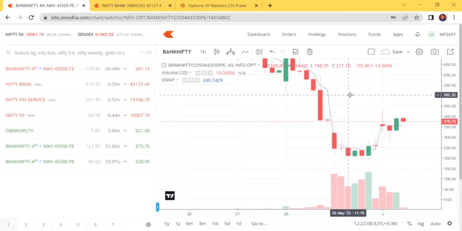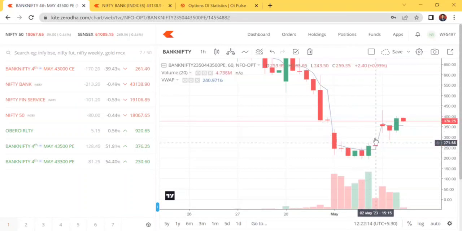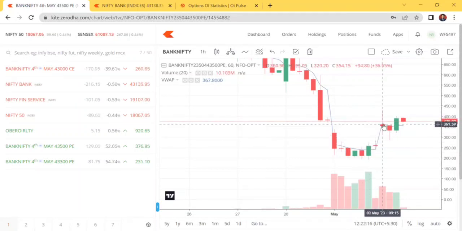When it opened gap down, I said if it opens big gap down, I am not interested in chasing this trade because most of my targets would have been met with the gap down. And if you see, my two targets were met with the gap down. The third target, which is 110 points away, my risk was very big.